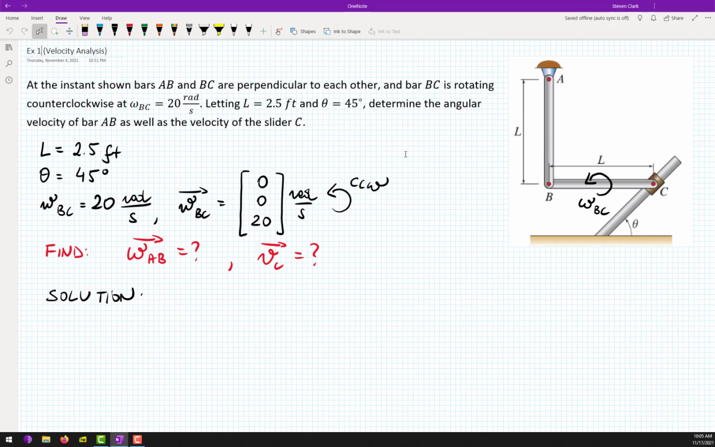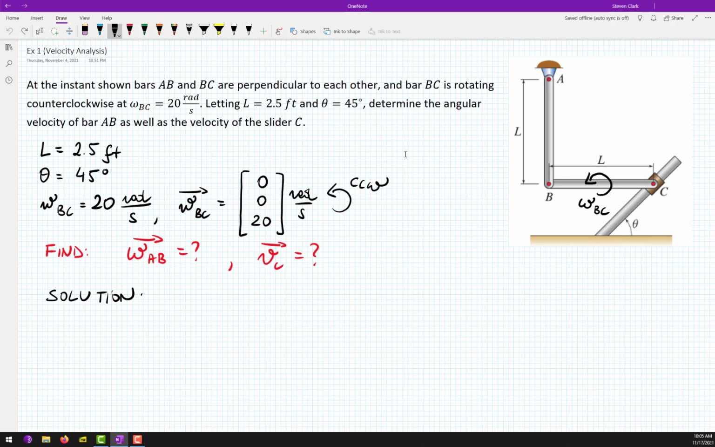So what do we have here? We have 3 bodies: bar AB here, bar BC here, and we have our collar C. That collar is constrained. It can only move along this direction. I hope you can all see that.